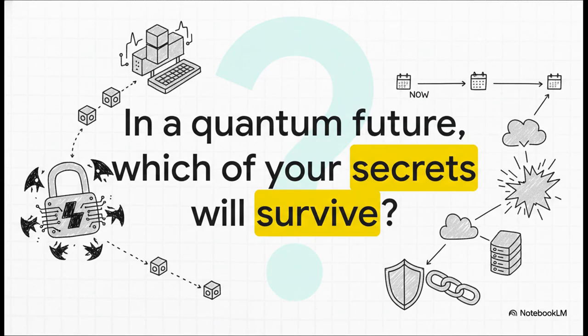And this is the final thought I want to leave you with. The biggest risk right now isn't that a quantum computer will appear tomorrow and break things. It's the idea of harvest now, decrypt later. Adversaries can be recording all our encrypted data today and just storing it, waiting for the day they finally have a computer powerful enough to crack it all open. So the real question you have to ask yourself is this: in a quantum future, which of your secrets will survive?